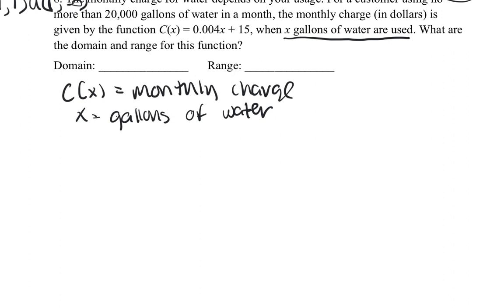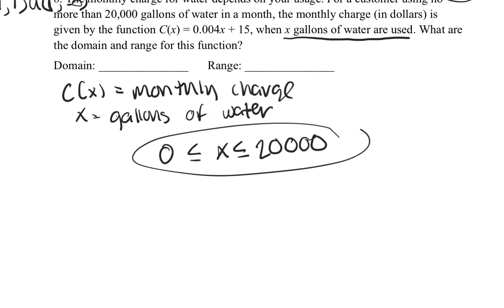So this means that this equation only applies when gallons of water is less than or equal to 20,000, right? So we know that our x is going to have to be less than or equal to 20,000, right? But if we think about this in practical terms, we also know that we can't have negative gallons of water being used. So we know that the least amount of gallons of water that anyone can use is 0. So we have our domain set up right here.